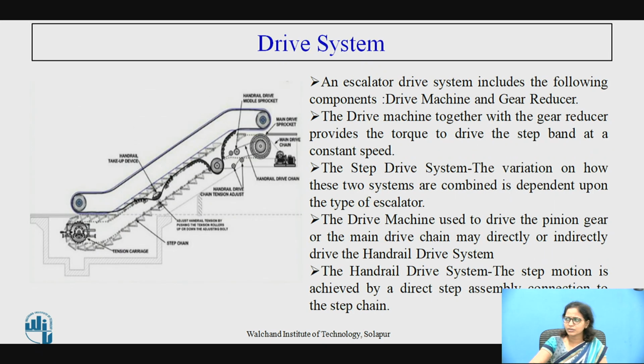Next is the drive system. An escalator drive system includes components such as the drive machine and the gear reducer. The drive machine together with the gear reducer provides the torque to drive the step band at a constant speed. The variation on how these two systems are combined is dependent upon the type of the escalator. The drive machine is used to drive the pinion gear or the main drive chain, and may directly or indirectly drive the handrail drive system.